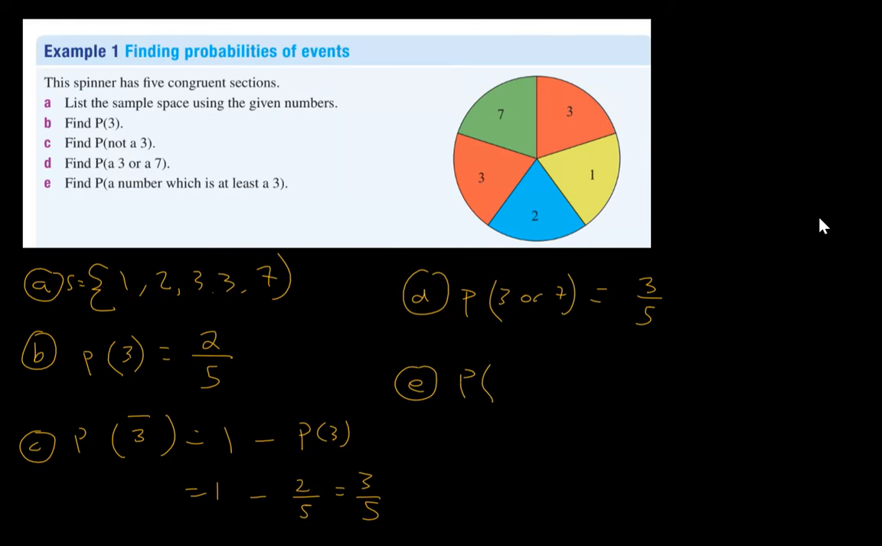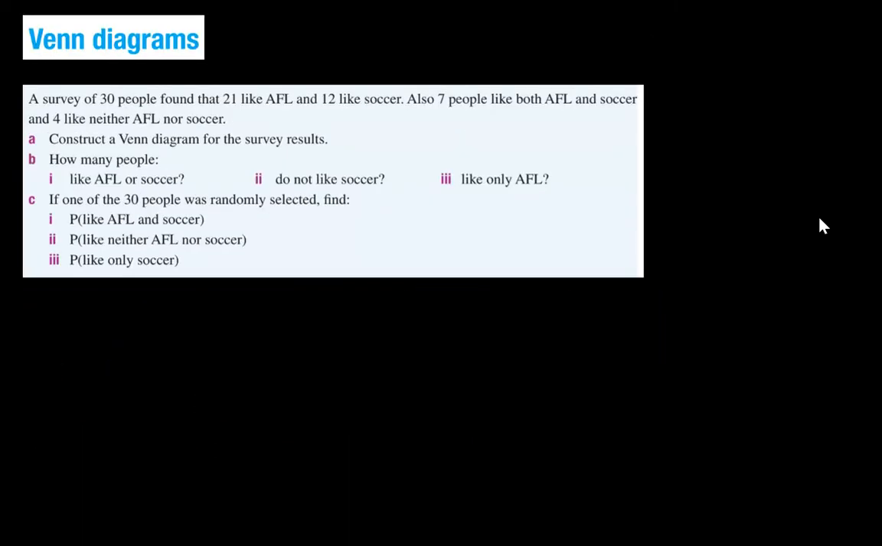probability of a number which is at least 3. Okay, a number which is at least 3. So that is 3 is at least 3. So is 3, and 7 is at least 3. So we've got 3/5. Okay, that was pretty straightforward. Let's have a look at Venn diagrams.